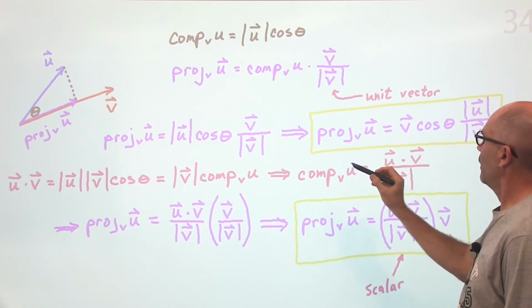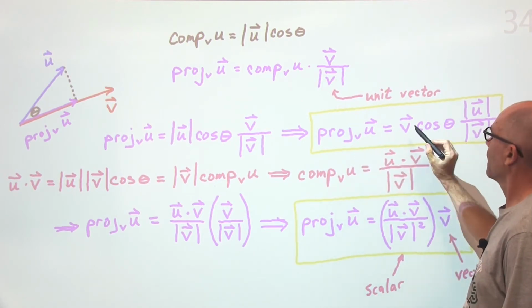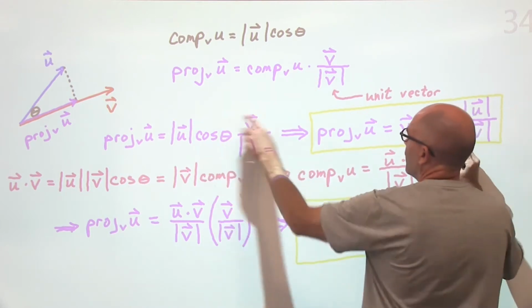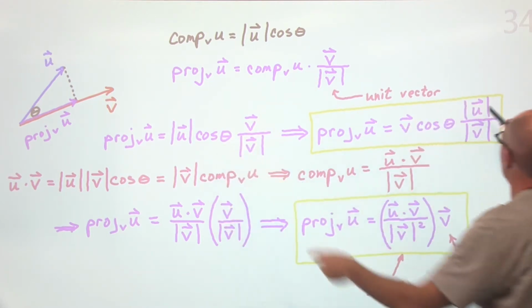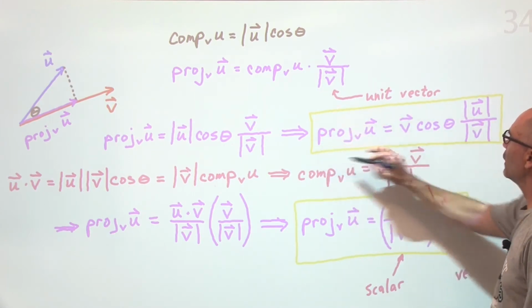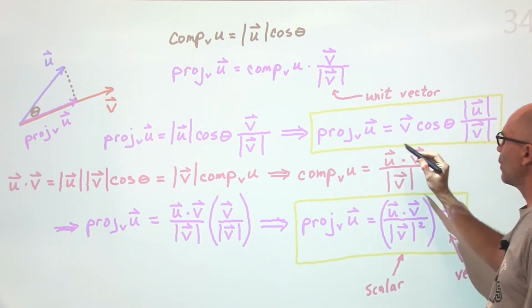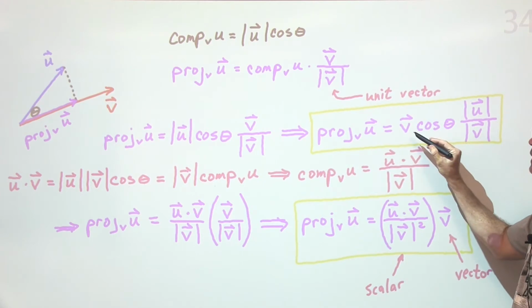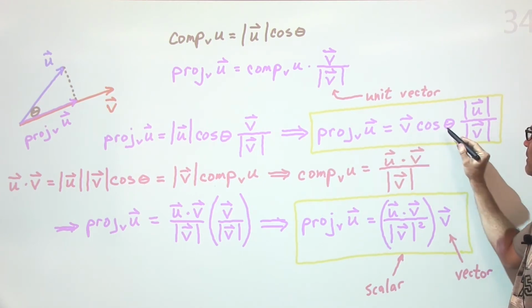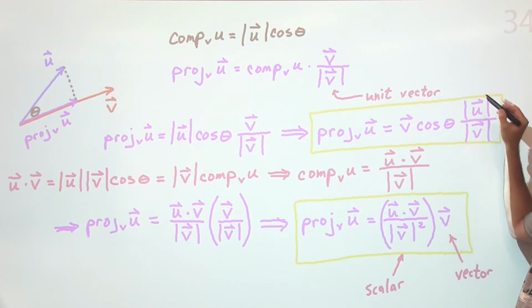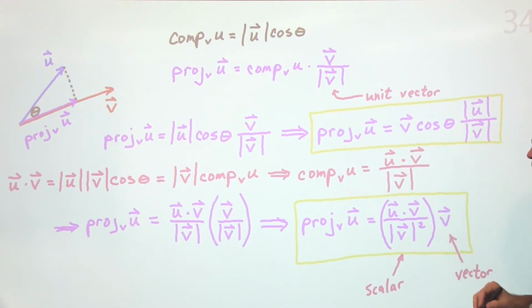So what do we have here? Well, we have vector v times cosine of theta times the magnitude of u over the magnitude of v. So what's in this yellow box is one way of showing the projection of u onto v. It's vector v times cosine theta, and that's the angle between u and v, times the ratio of the magnitudes of vector u and vector v.